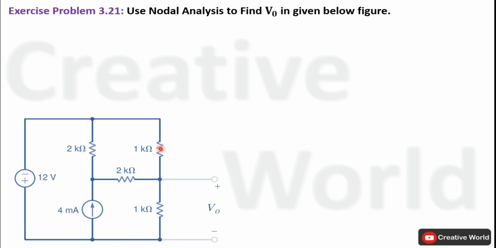This is the circuit diagram of the given problem. Inside this network, we have to find the voltage across this 1 kilo ohm resistance labeled as V0 with this specific polarity. And we have to use the nodal analysis technique. So without wasting time, let's proceed towards the solution of the network.